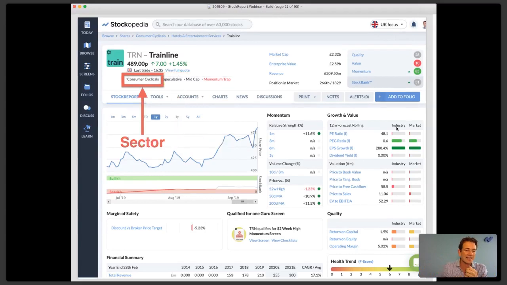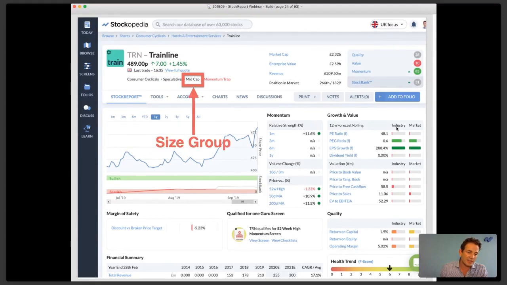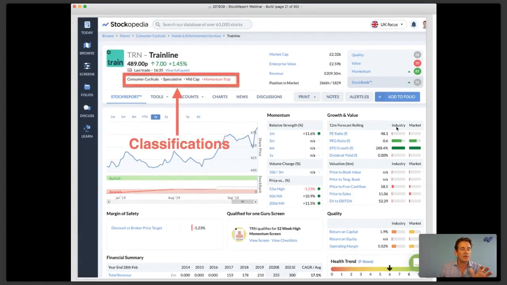And it's the sector, the risk rating, the size group, and the stock rank style. I love this because it gives you an instant understanding of the type of stock you're dealing with. It's especially useful, firstly, for a quick check on what it is. Secondly, it's particularly useful when you're structuring a portfolio. If you find your portfolio is entirely full of cyclicals, do you really want to buy another one?